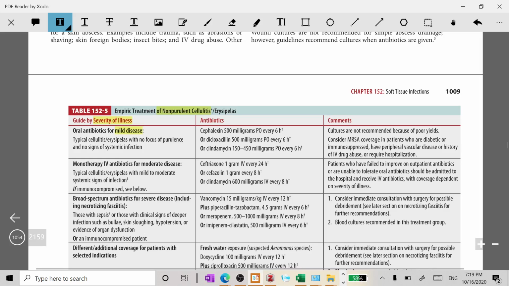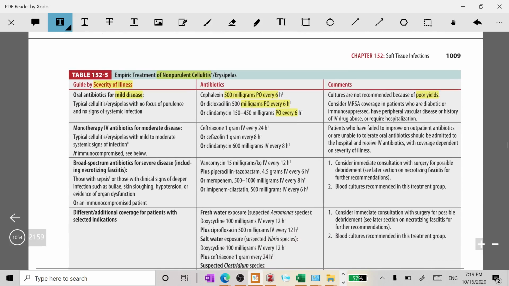In mild cases, typical cellulitis or erysipelas with no focus of purulence and no signs of systemic infection, we can discharge the patient with cephalexin 500 mg orally every 6 hours, or dicloxacillin 500 mg every 6 hours, or clindamycin 150 to 450 mg orally every 6 hours. Cultures are not recommended because of poor yields. Also consider MRSA coverage in patients who are diabetic, immunosuppressed, have peripheral vascular disease or a history of IV drug abuse, or require hospitalization.